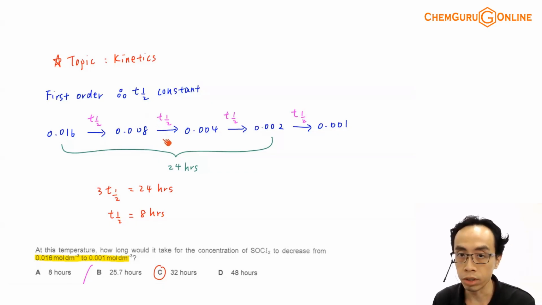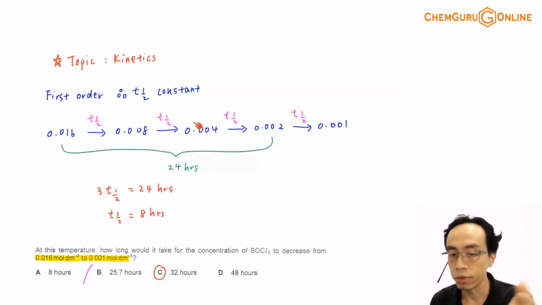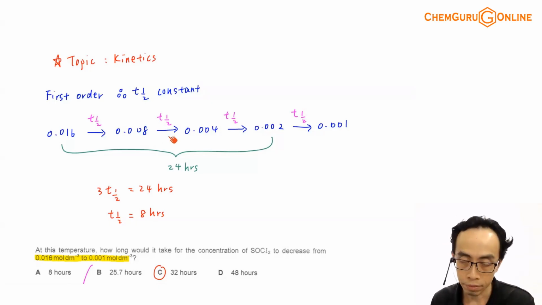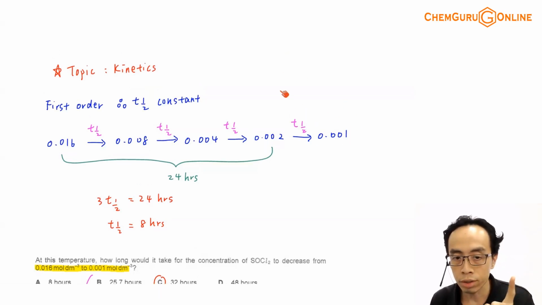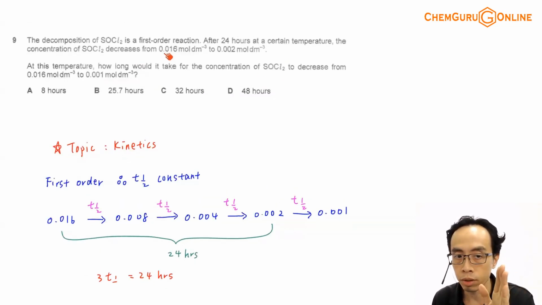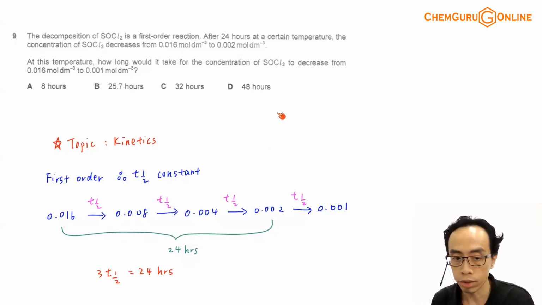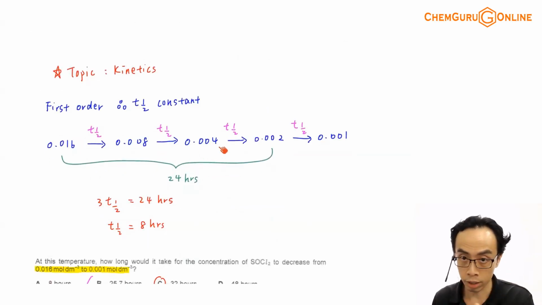The time taken for me to decrease the concentration of the species from 0.008 to half of it, 0.004, is another half-life. And then 0.004 to 0.002 will be another half-life. And 0.002 to 0.001 is another half-life. So the question first tells me that it decreases from 0.016 to 0.002 in 24 hours, which is 3 half-lives, right? If you look at this diagram here, 3 half-lives for me to decrease the concentration from 0.016 to 0.002 is 24 hours. So this will mean that one half-life is 8 hours.